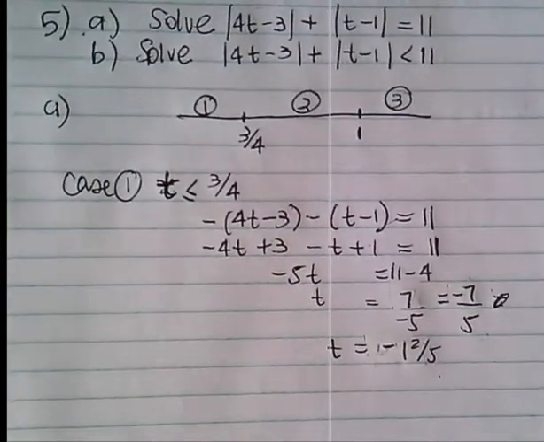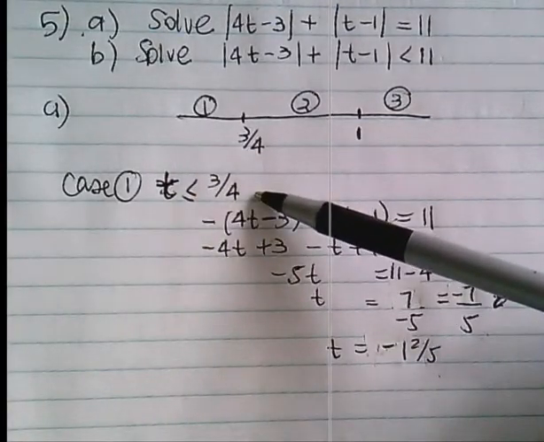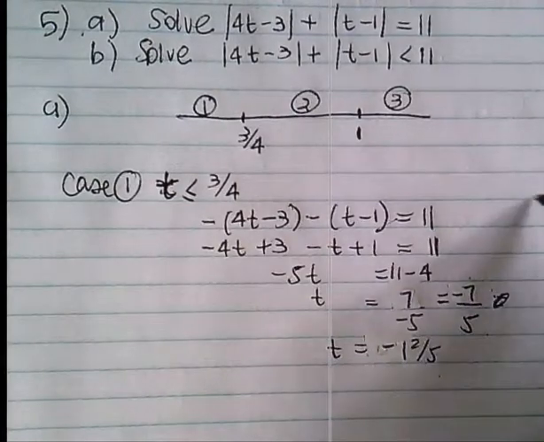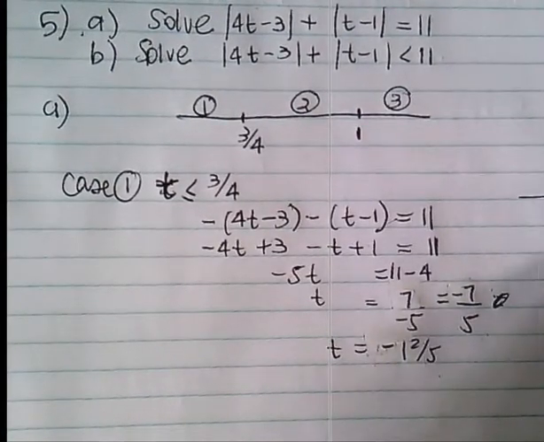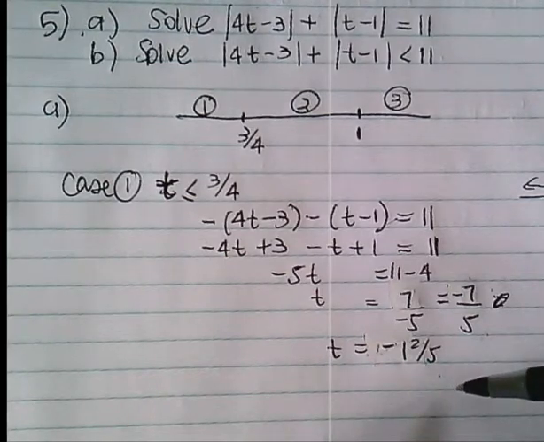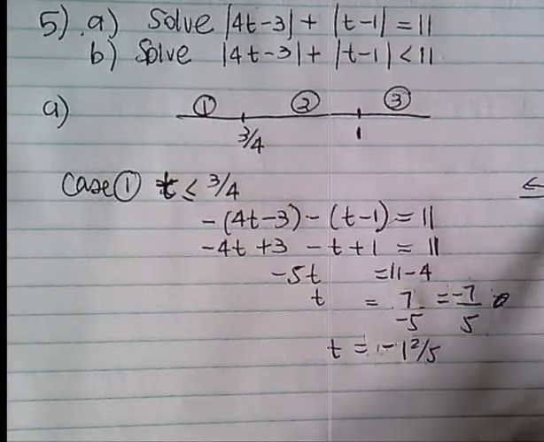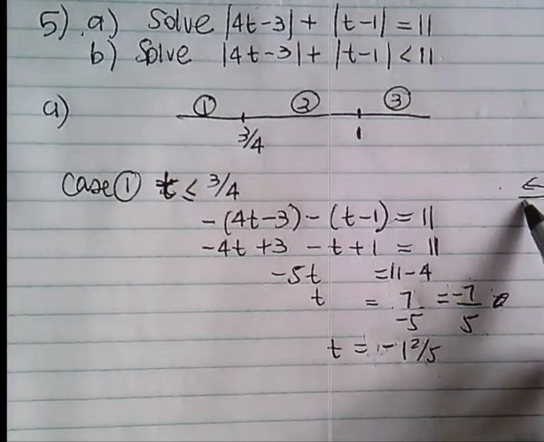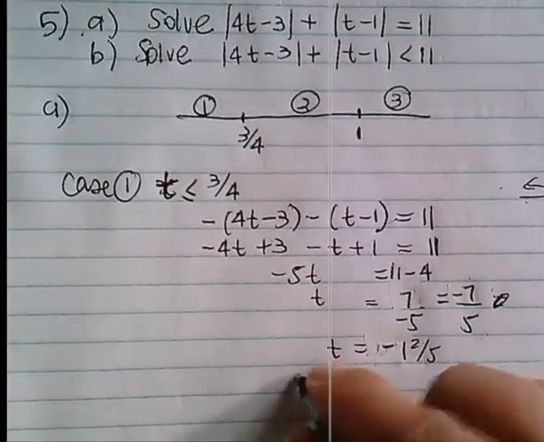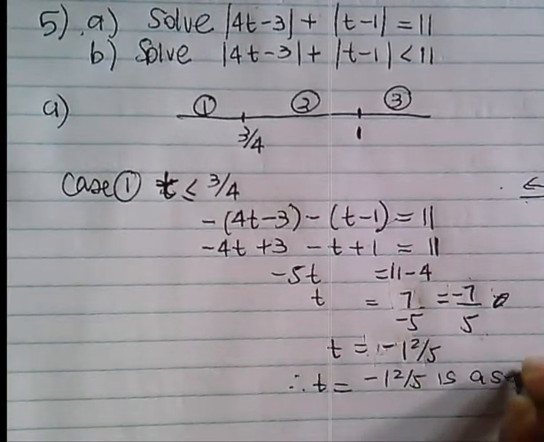Now, does that fit in this range of values? As long as I get an answer that's less than 3/4, do I have an answer less than or equal to 3/4? Is my answer less than 3/4? Yes, so it is a solution. As long as my values are less than 3/4, and negative 1 2/5 is less than 3/4, therefore t equals negative 1 2/5 is a solution.